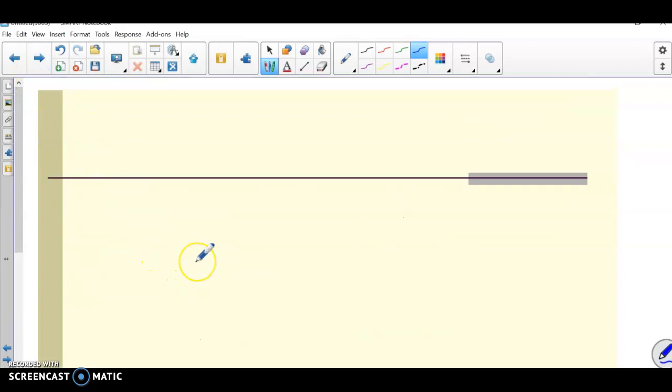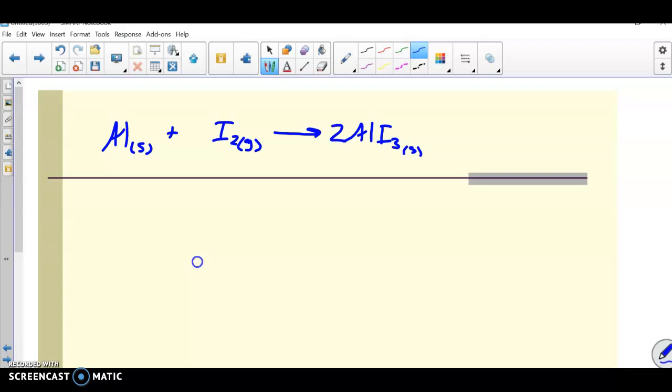So we're going to set this one up. We're going to start out with the equation. So the equation for this one is aluminum, and it is a solid, plus iodine gas yields aluminum iodide, and it would be a solid. Okay, I need to balance. It looks like I need a 2 here, a 3 here, and a 2 there. So now it should be balanced.